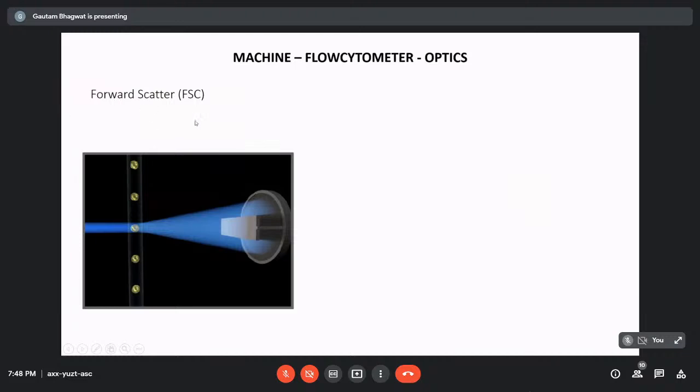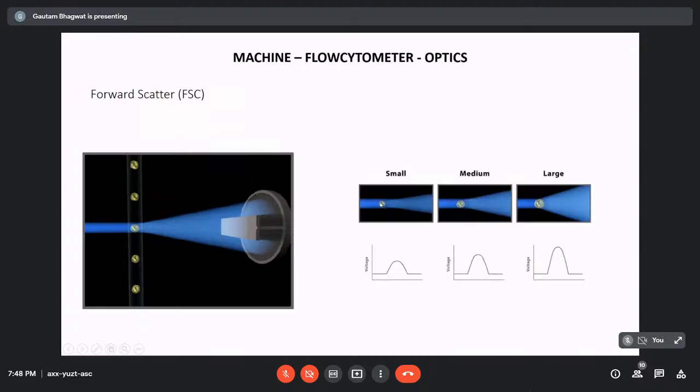So coming on to forward scatter. What is a forward scatter? When this laser is going in its path, a cell comes in between and scatters the light in the forward direction. Now this cell will also scatter light in all the other directions, but what we are focusing on is the scatter in the forward direction, which is detected over on this detector. So what happens? If a small cell passes through, there would be a small scatter. If a medium sized cell crosses, it would have a medium sized scatter. And if a large cell crosses, it would have a large scatter. And accordingly, the voltage is generated and you get a low voltage or low intensity graph over here. For a medium size, you will get a medium voltage graph, and for a large, you will get a large voltage graph.